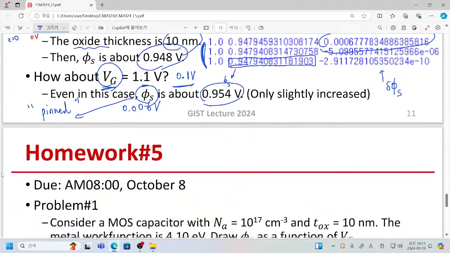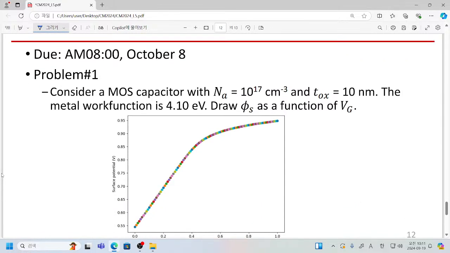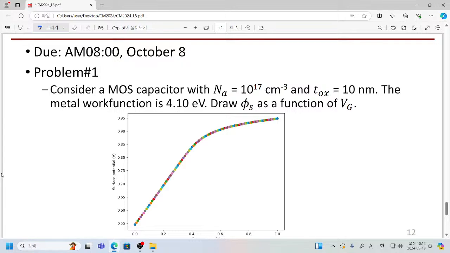So now I will announce our homework number 5. Okay, please consider our MOS system. The parameters are the same as in our example. So 10 to the 17 per cubic centimeter, and oxide is 10 nanometer. Please note that 10 nanometer is extremely thick from the viewpoint of state of the art. Actual value nowadays is no longer 10 but less than 1 nanometer. So why do we consider this really thick oxide? It is just for educational purposes.